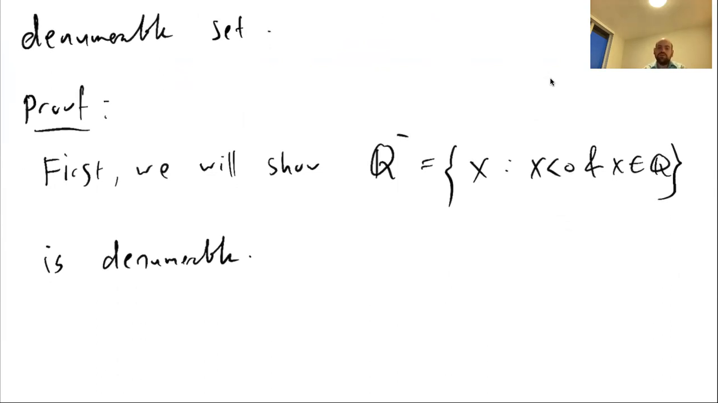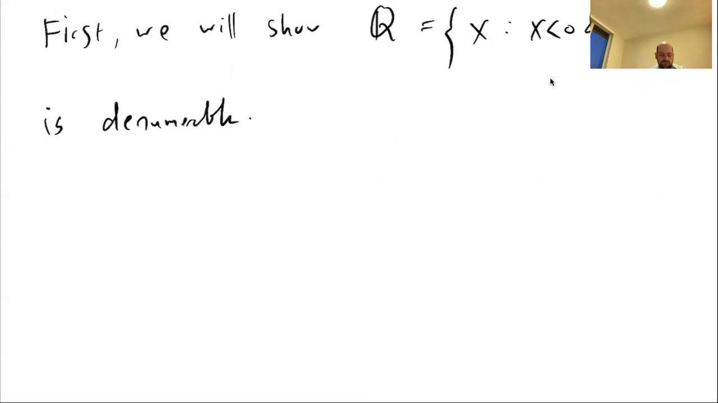In step 2, we showed that the set of positive rational numbers is denumerable. Now, in this step, we want to show that the set of negative rational numbers is denumerable. How can I show that? Well, that's very easy. We can easily construct a bijection from the set of positive rational numbers to the set of negative rational numbers. And if one of them is denumerable, the other one must be denumerable as well.